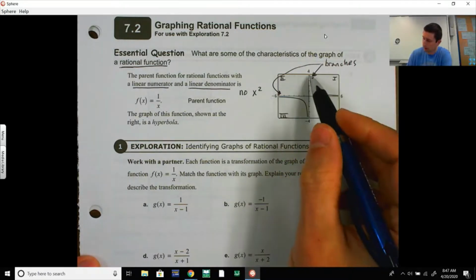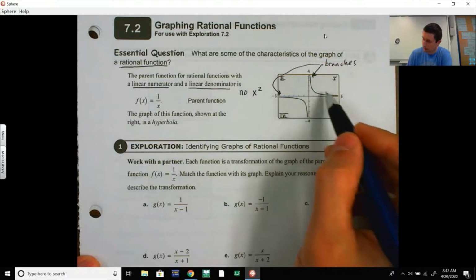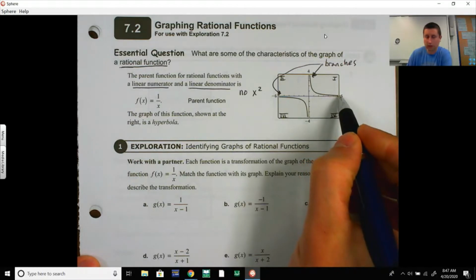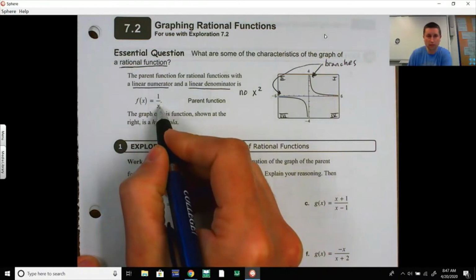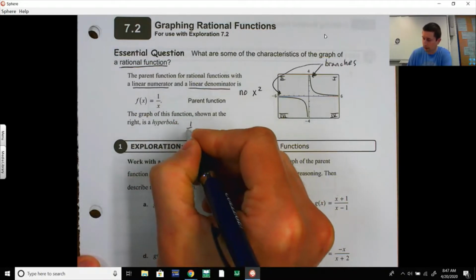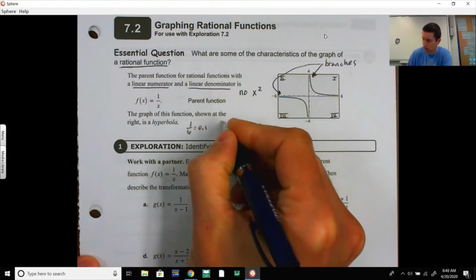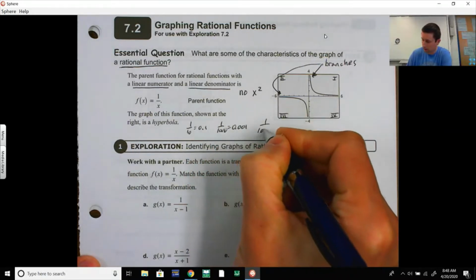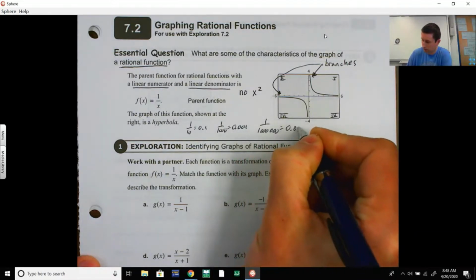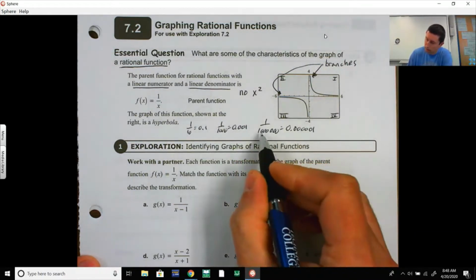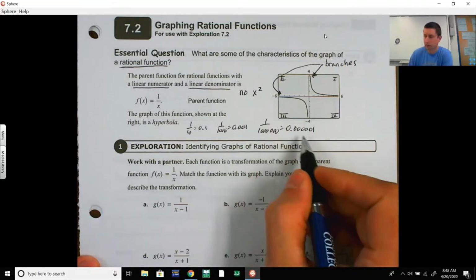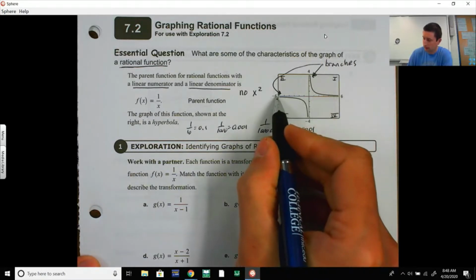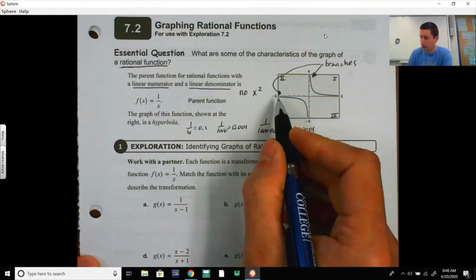So these branches right here, as you go forever to the right, are going to get closer and closer to the x-axis, but never touch it. So imagine putting really large numbers down here. If you go 1 over 10, that's 0.1. 1 over 1,000 would be 0.001. So this number is just getting really small, 1 over a million. No matter how large this denominator gets, this number is just going to get closer and closer to 0. Same thing happens on the left side. As you get really large negative numbers, it's going to get closer and closer to 0.